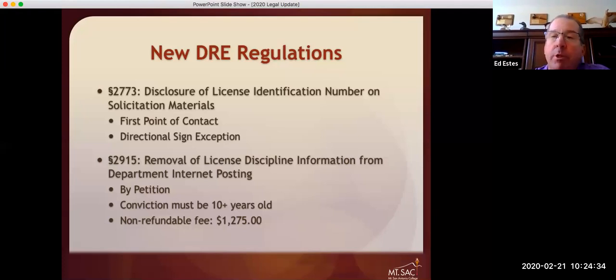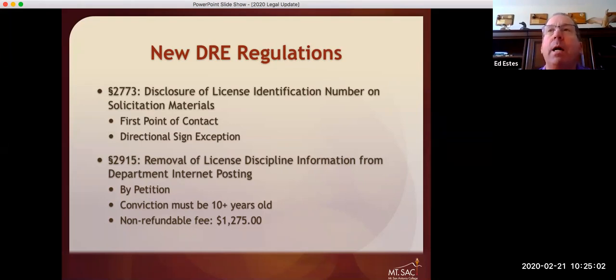He or she, as you know, we don't have a real estate commissioner right now, or at least last time we checked, but we do have an acting real estate commissioner. And there is a non-refundable fee of $1,275. So you pay that fee. You have no assurance or guarantee that it will be granted. You don't get that fee back if the commissioner rules against you. Again, the conviction has to be over 10 years old.